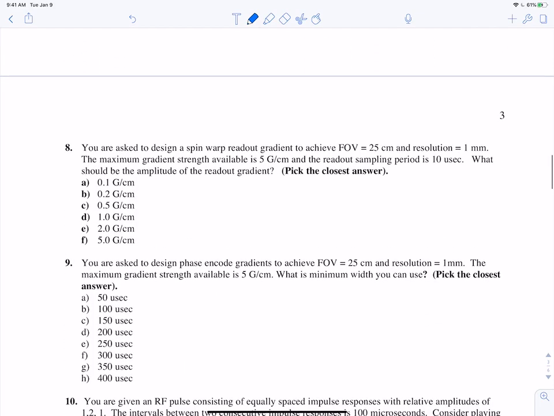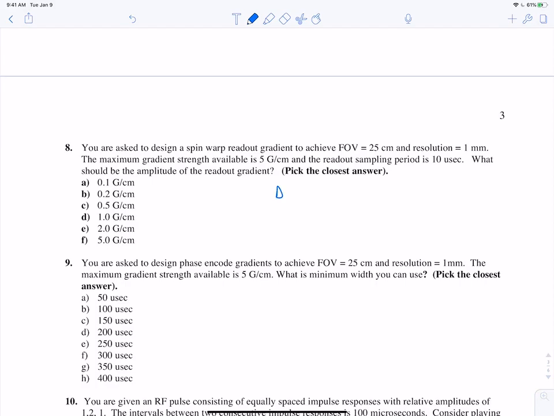So 8, you're asked to design a spin warp readout gradient to achieve FOV of 25 and resolution 1 millimeter. The maximum gradient strength available is 5 Gauss per centimeter. The readout sampling period is 10 microseconds. What should the amplitude of the readout gradient be?